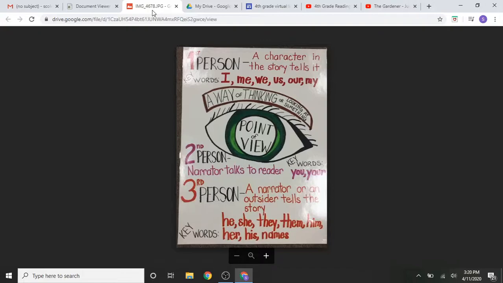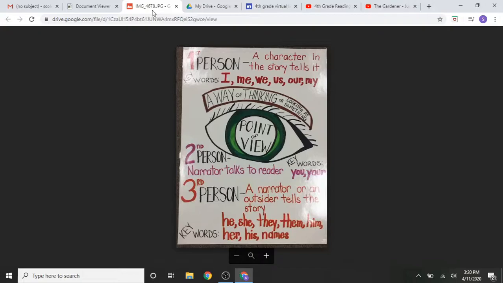If our story had been told from second person point of view, we would have had a narrator telling the story, and the narrator would be talking directly to the reader using pronouns like you and your. Often stories are told in a third person point of view. In the third person point of view, a narrator or an outsider tells the story. So you will hear the pronouns he, she, they, them, him, her, his, and also characters' names will be used quite often when it is third person point of view.